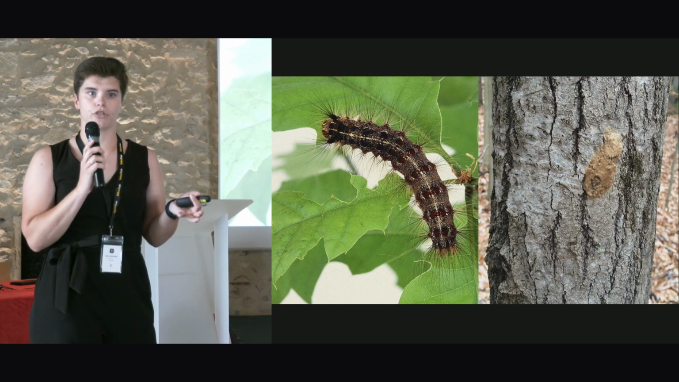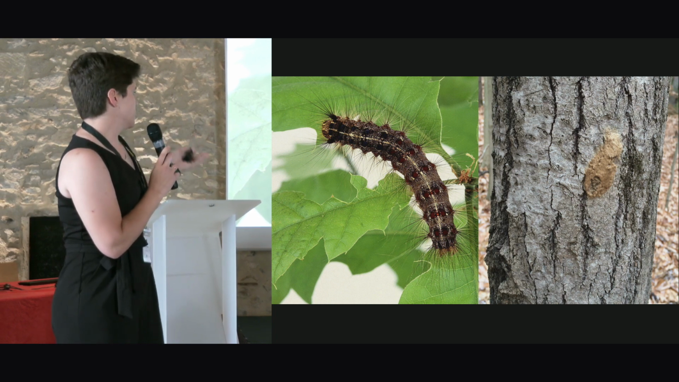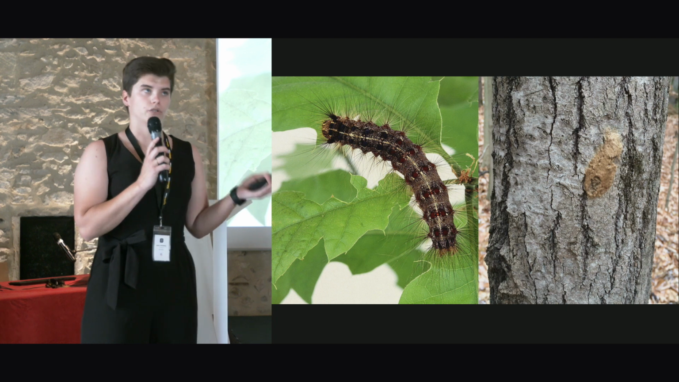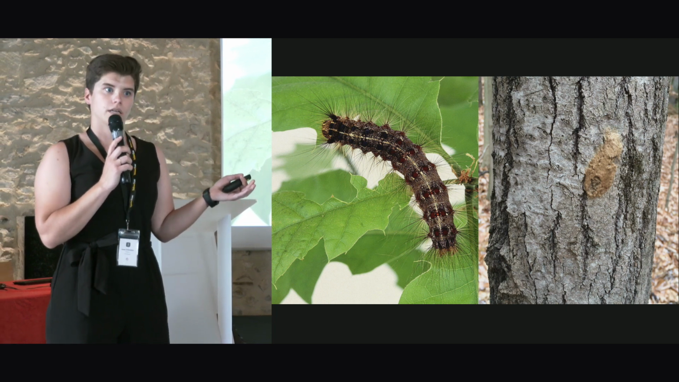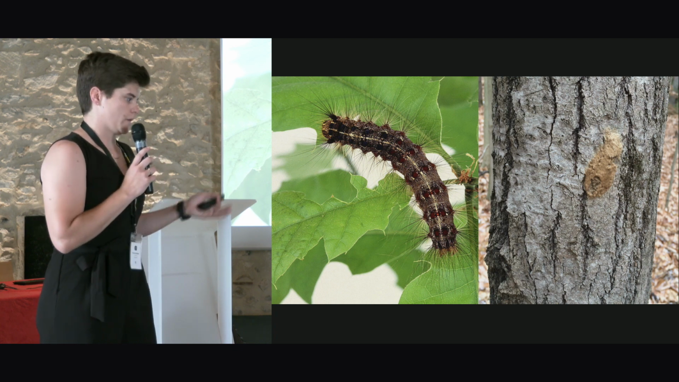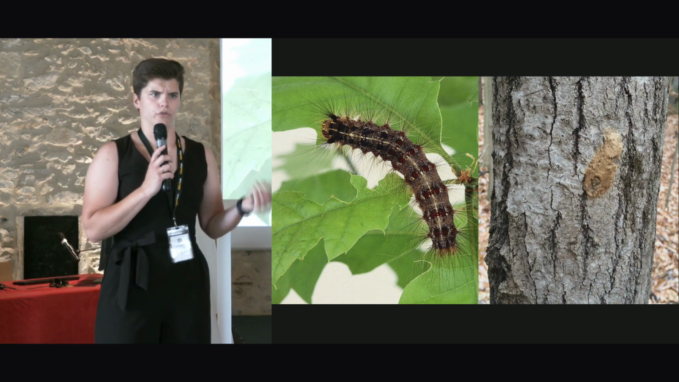So this is the spongy moth, Lymantria dispar. It is invasive to Vermont. It was introduced in, I think, the 1990s. And it has a predator in Vermont, which is a type of mold or fungus that grows on trees.